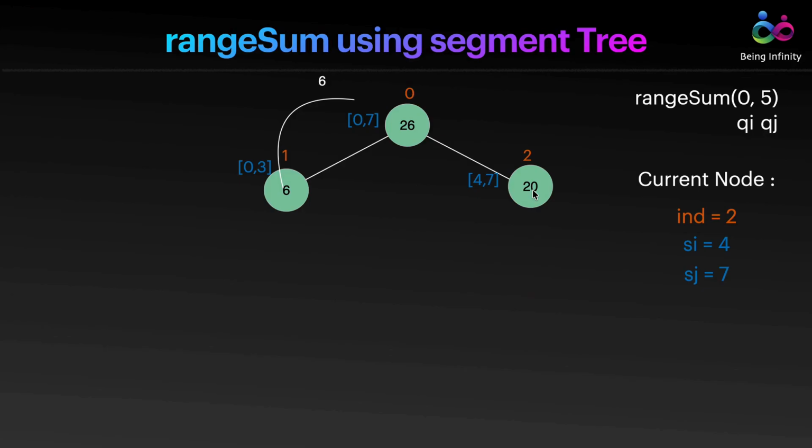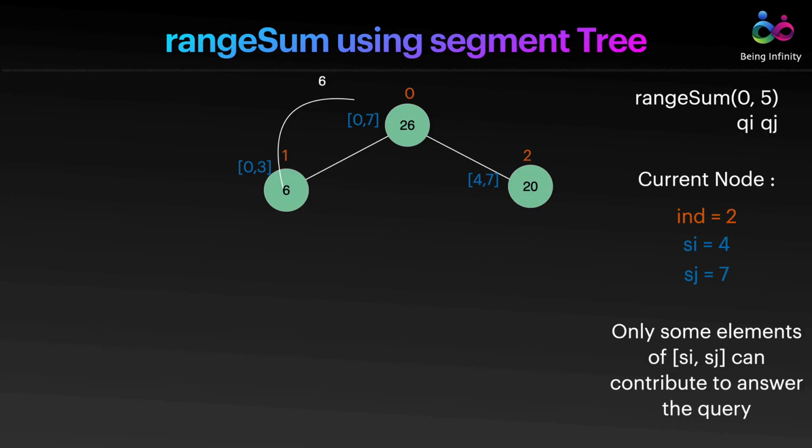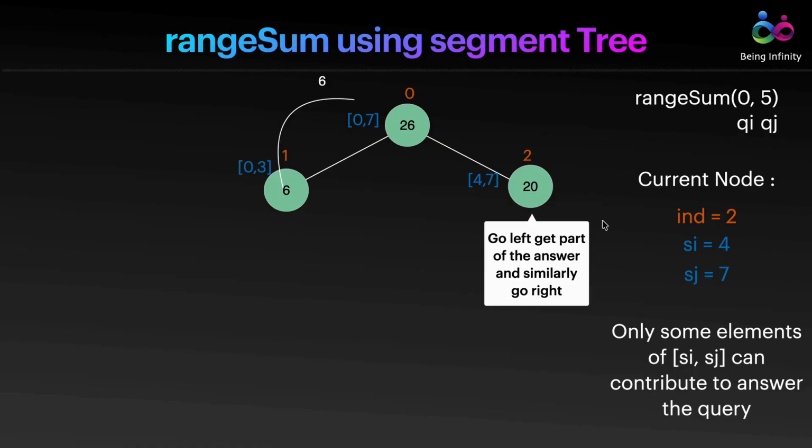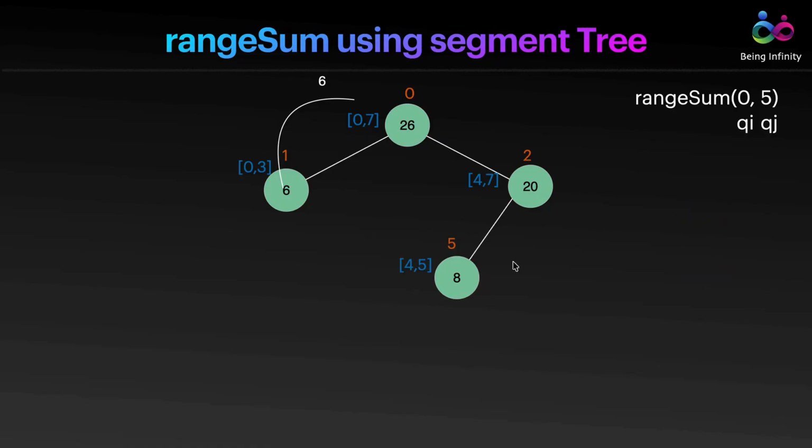Only some of the nodes for this range, we want the contribution, not all. That means again, we have to break this down into parts and see, should we go for left side, right side, both, or one or none? Let's see. When you go on left side, element is 8, index is 5. It is actually saying, hey, I have the answer for 4 to 5. And if you focus on the query, we just wanted that, right?